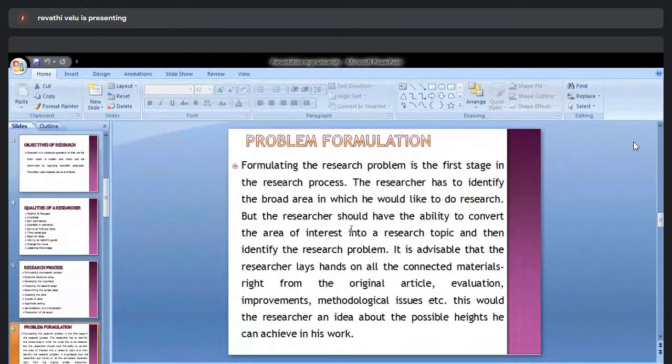But the researcher should have the ability to convert the area of interest into a research topic and then identify the research problem. First, topic frame. So you should have a proper interest in that topic. Then only you can go in depth into the topic and you can find out the solution for that. So it is advisable that the researcher lays hands on all the connected materials from the original articles, evaluation, improvement, development, methodological issues which you are going to use. This would give the researcher an idea about the possible heights he can achieve in his work. So first one is you have to find out the topic. What is the problem? Stress is the problem here.